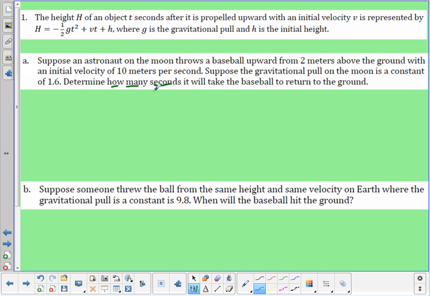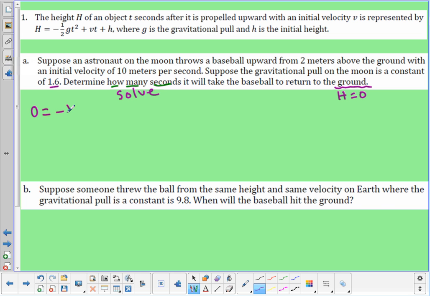So how many seconds, that phrase tells me that I need to solve. So I'm going to solve either graphing, factoring, or quadratic formula. I look at this equation, there's a lot going on in it. I already have a fraction in there. I'm going to put some decimals in there, so I'm deciding to use the quadratic formula. Let's first take a look at what this equation is. The other thing that we need to recognize is that when things hit the ground, our height is 0. So we're looking for when this height is equal to 0.